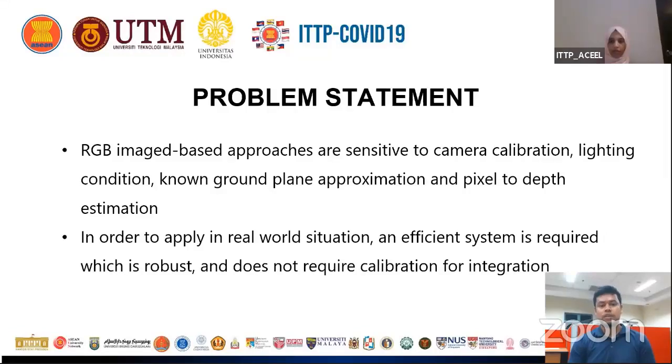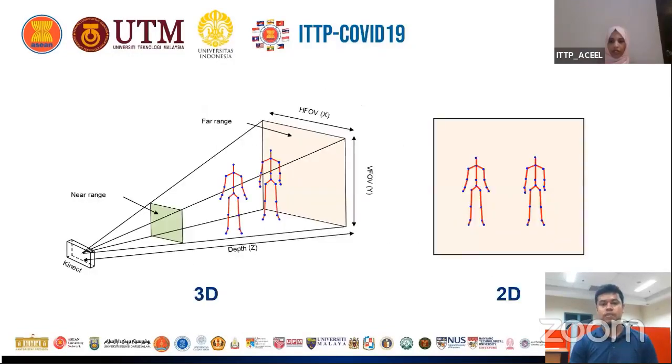In order to apply this in real-world situations, an efficient system is required, which is robust and doesn't require calibration for integration. Here is a simple visualization of data captured by a 3D camera and an image captured by a 2D camera.